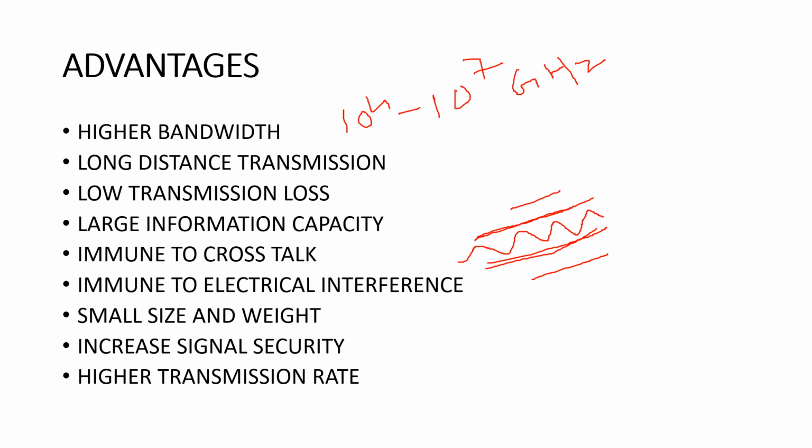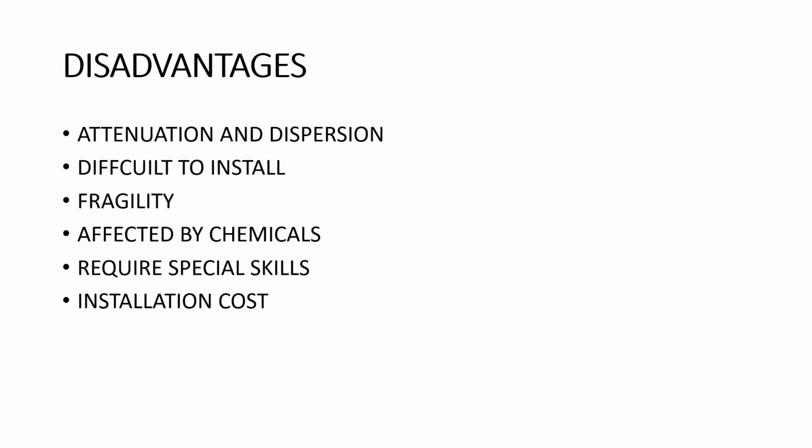Now let us study some of its disadvantages. The first will be attenuation and dispersion. As you know, the transmission distance gets longer in an optical fiber. When the signal has to be transmitted over a long distance, the light will be attenuated or dispersed, which requires extra optical components like EDFA to be added.